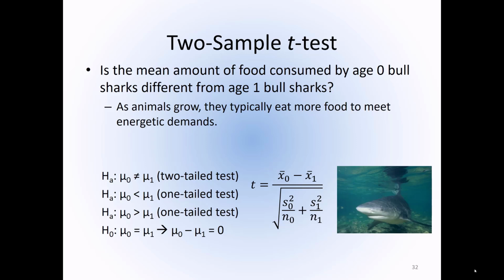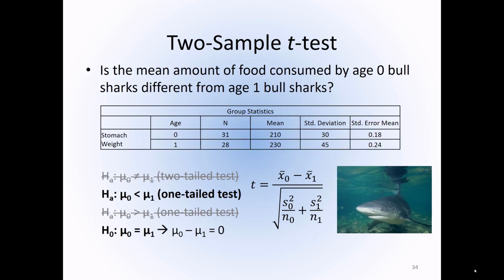Again, we always have our null hypothesis that the two populations are equal. So our question is, are they consuming the same amount of food? But the information from the word problem indicates that as animals get larger, they should be eating more food. So in this particular case, we're going to choose this one-tailed test in which the mean of what population 1 is eating should be greater, or we're testing if it will be greater than that of the sharks in age class 0. So we get some information here, our descriptive statistics, and we can use this to populate the formula.